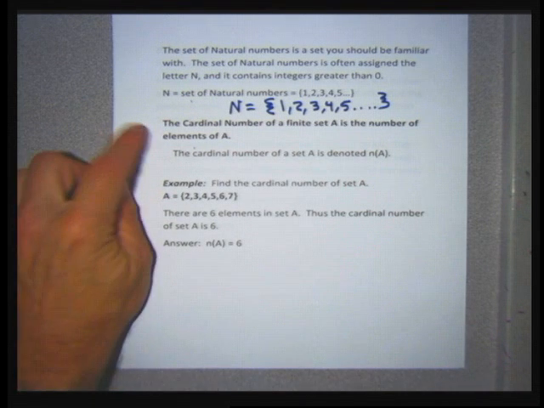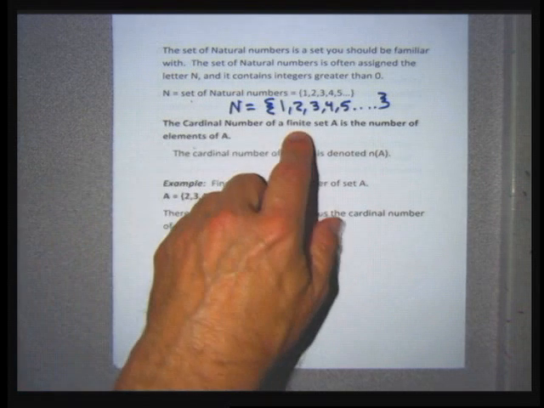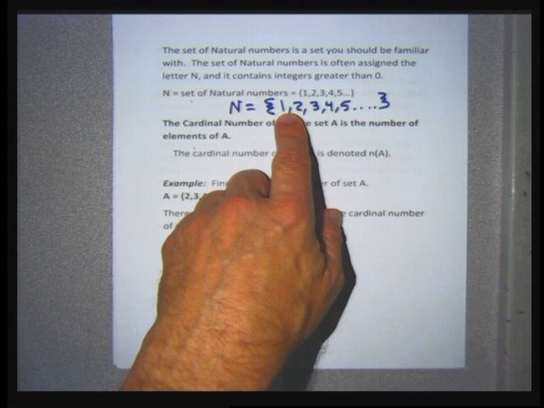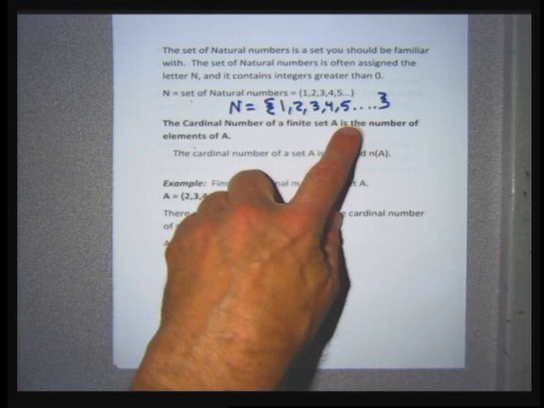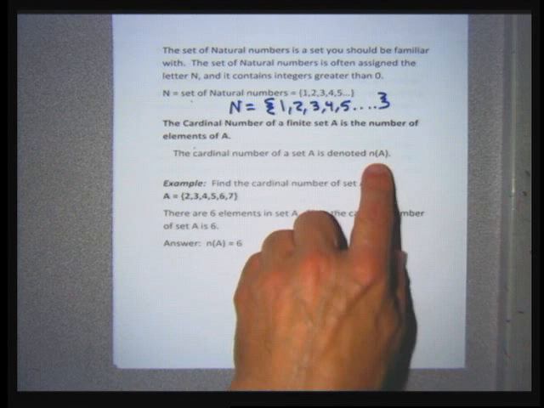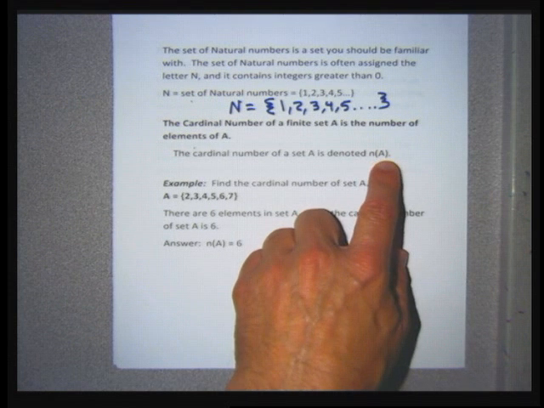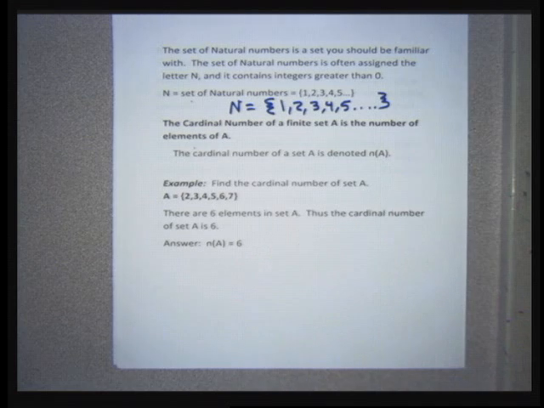And the next term is cardinal number. Cardinal numbers only work for finite sets. I wouldn't ask you to find the cardinal number of that set because it's infinite. It's just the number of elements in set A. And for cardinal numbers, I use this symbol: a small n meaning the number of elements, and then the set name in parentheses, and then to the right of it I'll write how many elements are in the set.